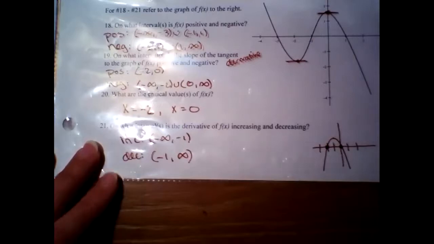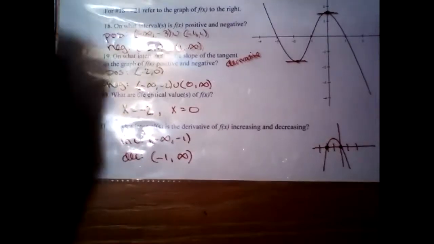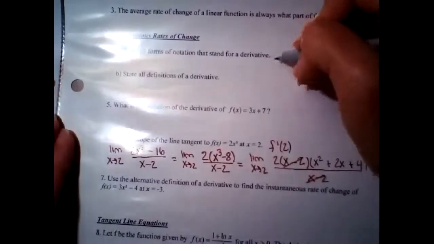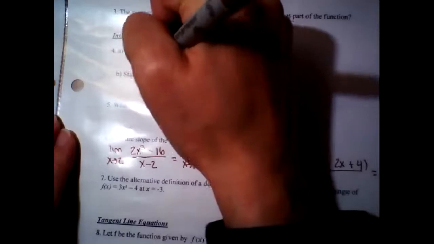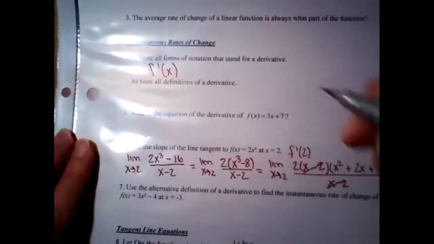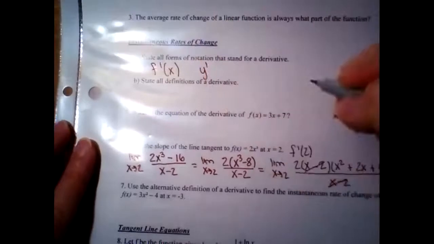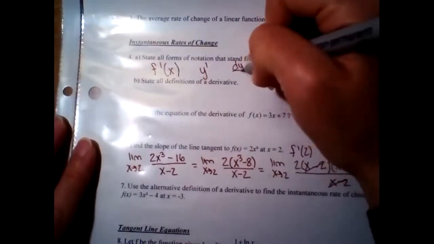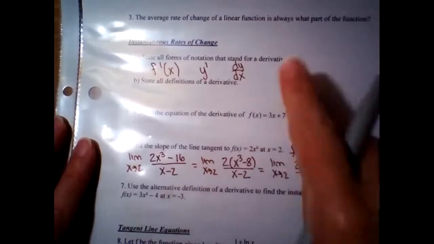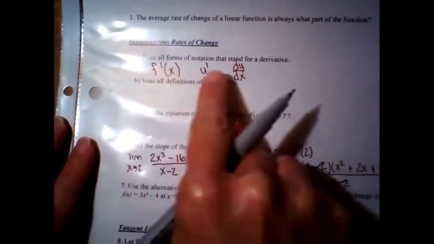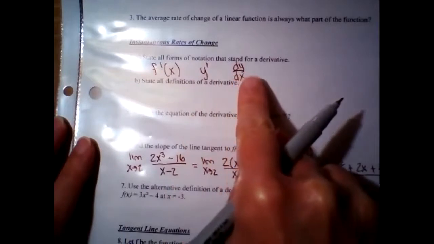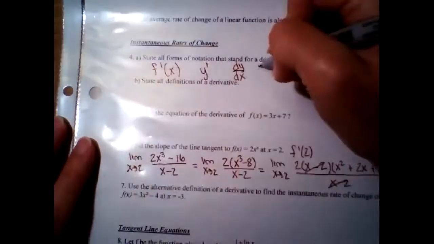Okay, all the notations for a derivative. Now, I wouldn't ask you a question on the test that was like, state all the forms of notation. The reason I put that on the review is, no matter how it's written, I want you to know what a derivative notation is. So that was number 4A. F prime is what you're going to see most often, but then you can also see Y prime or dy dx. So all of those things mean derivative. Again, I wouldn't ask you that outright, but no matter which one of these is written, you need to know that means derivative.